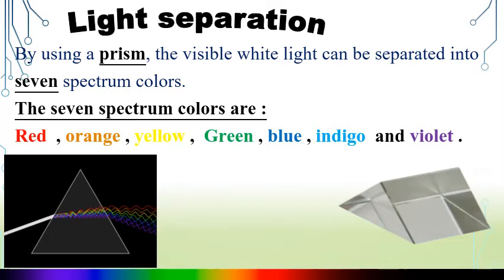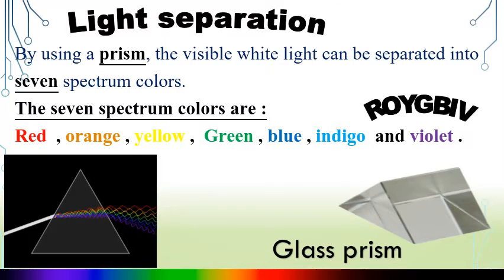What is the glass prism? Look at this picture in front of you. This tool is called a glass prism. This tool, or this prism, has the ability to separate the white light when it falls on it into 7 spectrum colors.